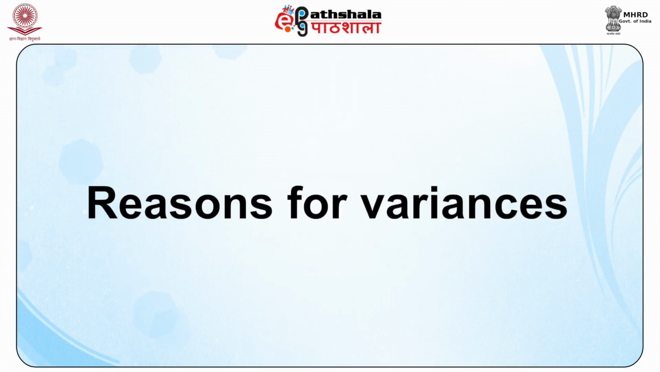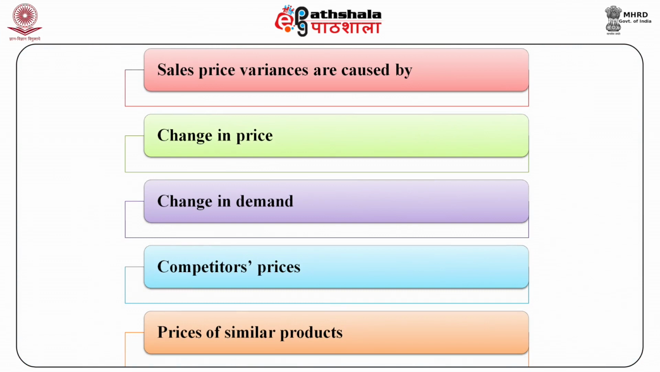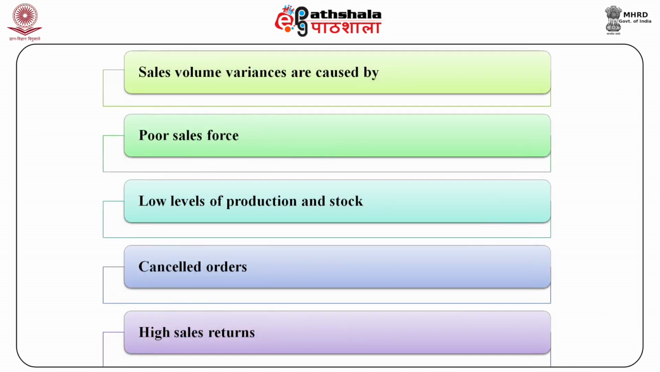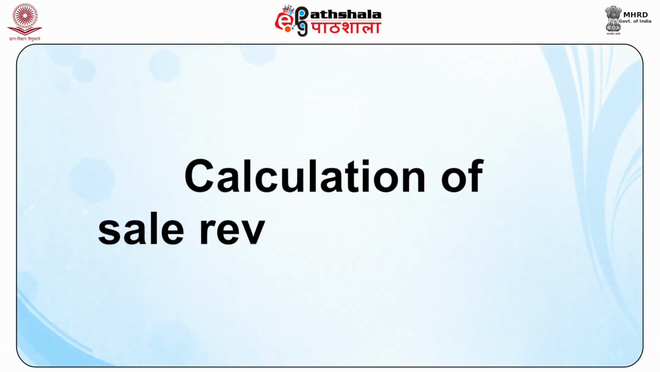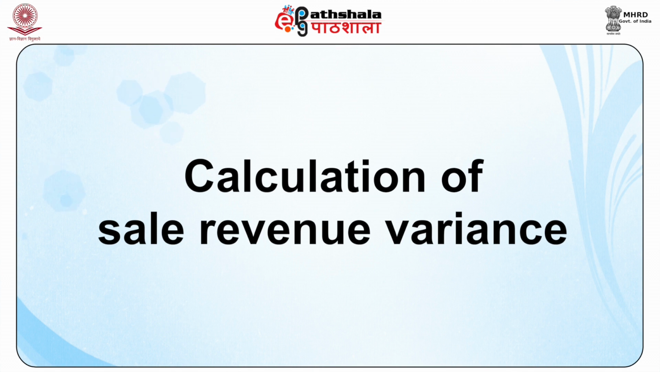Reasons for the variances. Sales price variances are caused by change in price, change in demand, competitors' prices, prices of similar products, etc. Sales volume variances are caused by poor sales force, low levels of production in stock, cancelled orders, high sales returns, etc. Now we explain this with the help of an example that shows calculation of sales revenue variance.